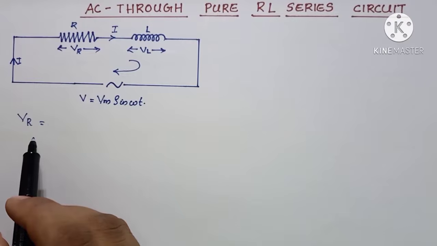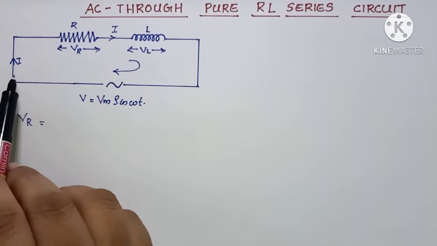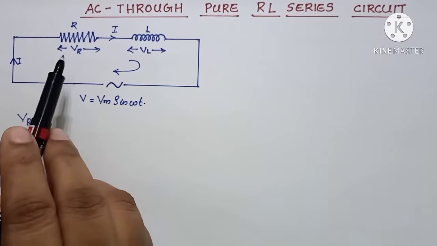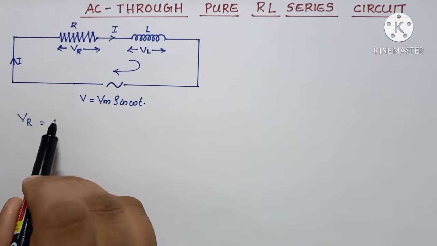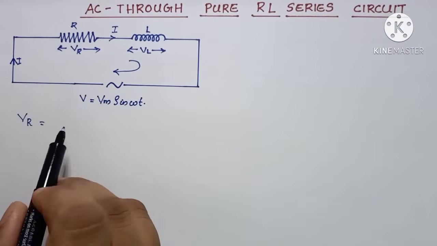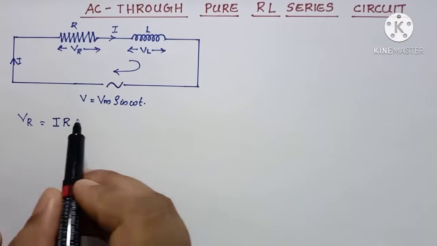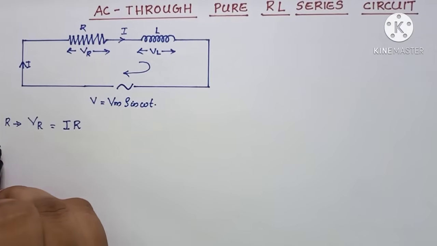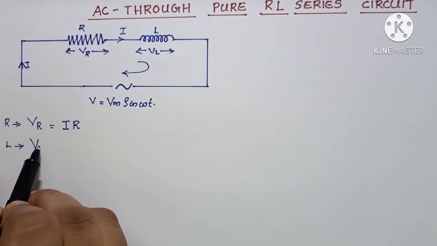First, let us write the equation for the voltage drop across the pure resistor due to the flow of this current. What will be that? We can represent the voltage drop across this resistor as VR, and VR will be the product of current and the resistor, right? So we can write VR will be equal to I into R, and this will be the voltage drop across the resistor.